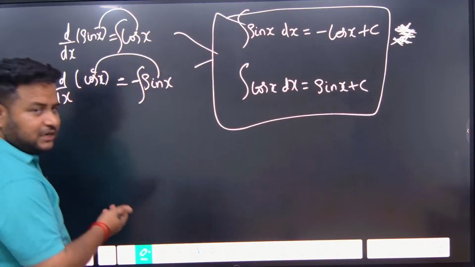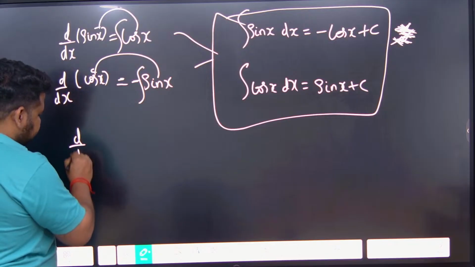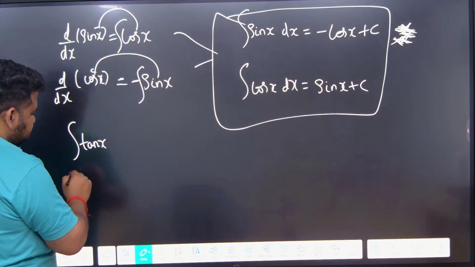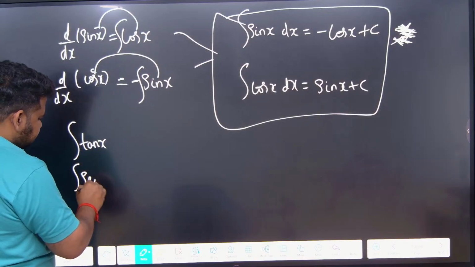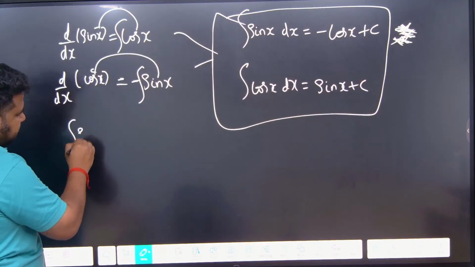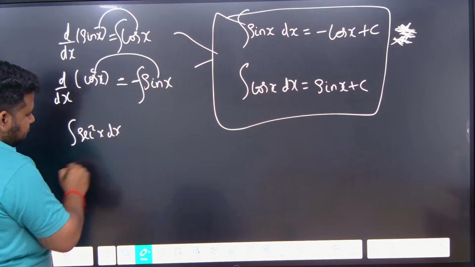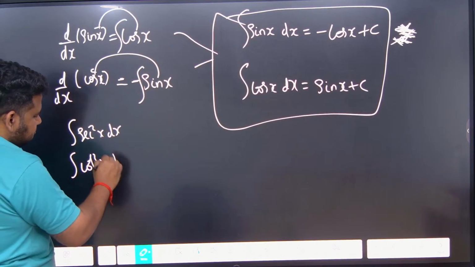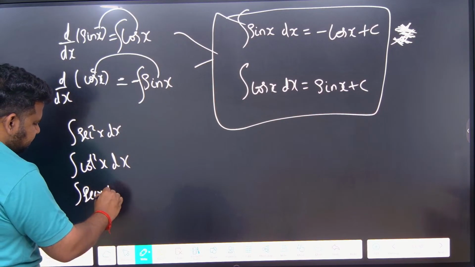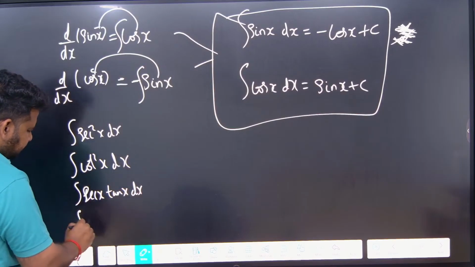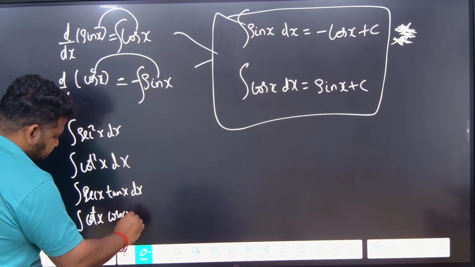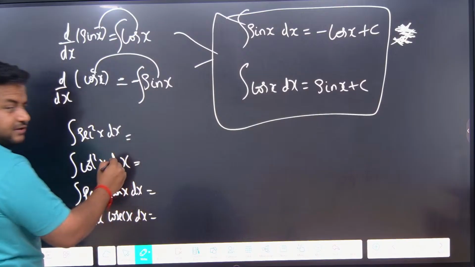Now let us see other formulas for trigonometric functions. Let us see the integration formulas directly. Let us not do tan x as of now. Let us keep these functions: integral of secant square x dx, integral of cosecant square x dx, integral of secant x tan x dx, integral of cot x cosecant x dx. Now see here, integral of secant square x is tan x plus c.